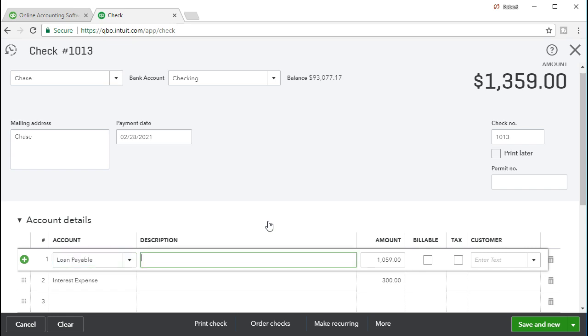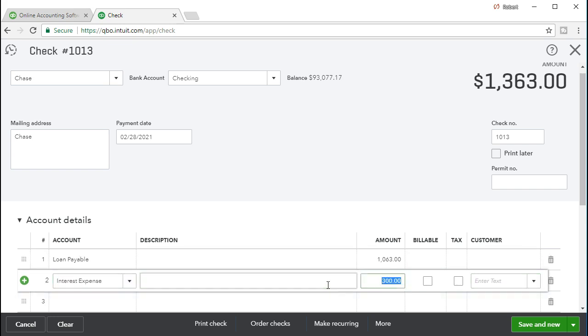But in this case, we have a difference between the allocation. This is what was allocated last time to principal. Now it is slightly more. It's 1,063. And the interest portion then is going to be 296. Everything else remains the same amount up here of 1,359 going down in terms of the checking account, but the allocation to the other accounts is a bit different to the loan payment reduction and the interest expense.